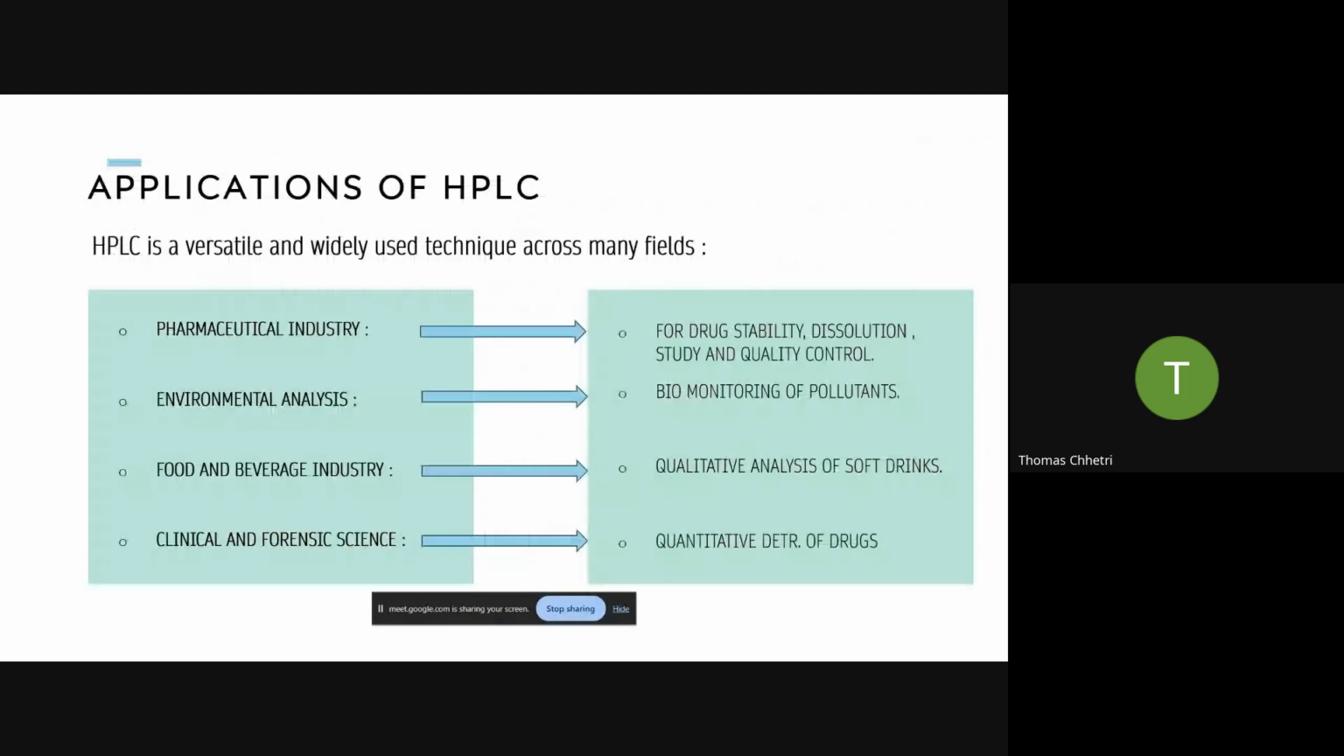So the applications of HPLC are very versatile. It is widely used across many fields. Pharmaceutical industries use HPLC for drug stability, dissolution study, and quality control, while environmental analysis uses HPLC for biomonitoring of pollutants. The food and beverage industry uses HPLC for qualitative analysis of soft drinks, and clinical and forensic science uses HPLC for quantitative determination of drugs.